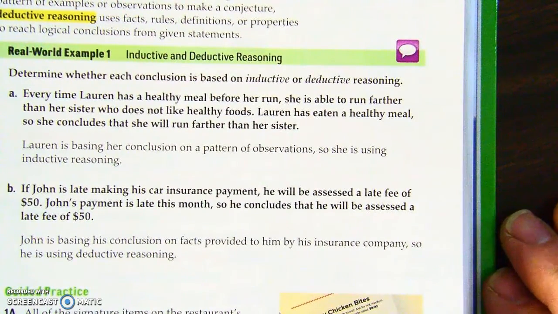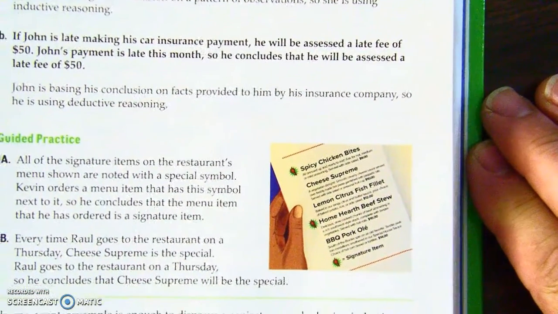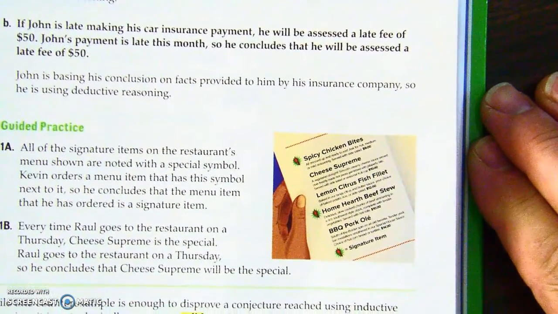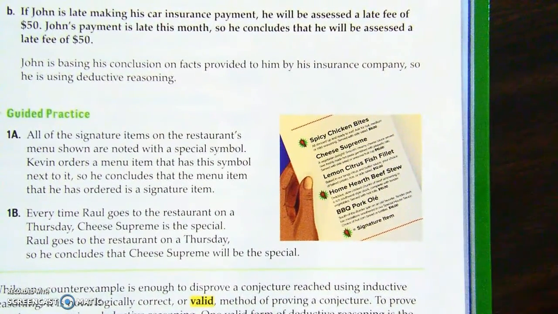So let's look at these couple other examples here. It says, do the same exact thing. It says, all the signature items on a restaurant's menu are noted with a special symbol. Kevin orders a menu item that has this symbol next to it, so he concludes that the menu item he has ordered is a signature item. Okay, so is this based on an observation, or is this based on facts and rules? Okay, how about the next one?